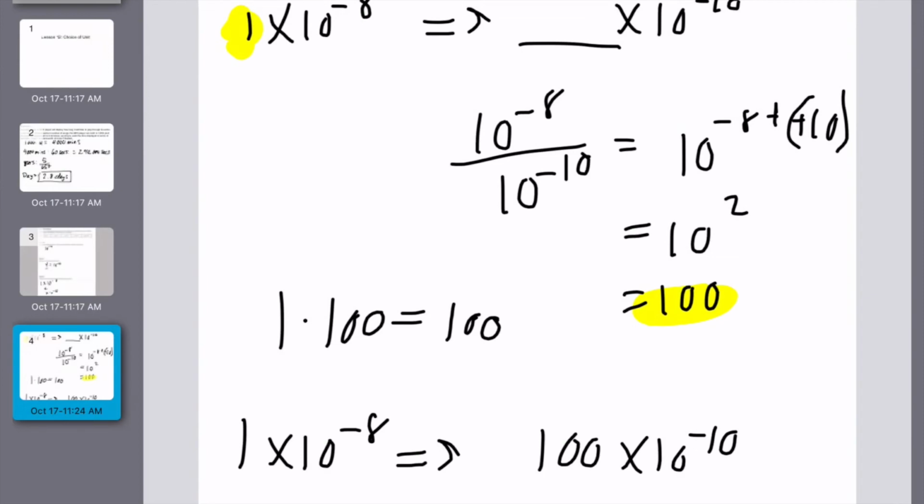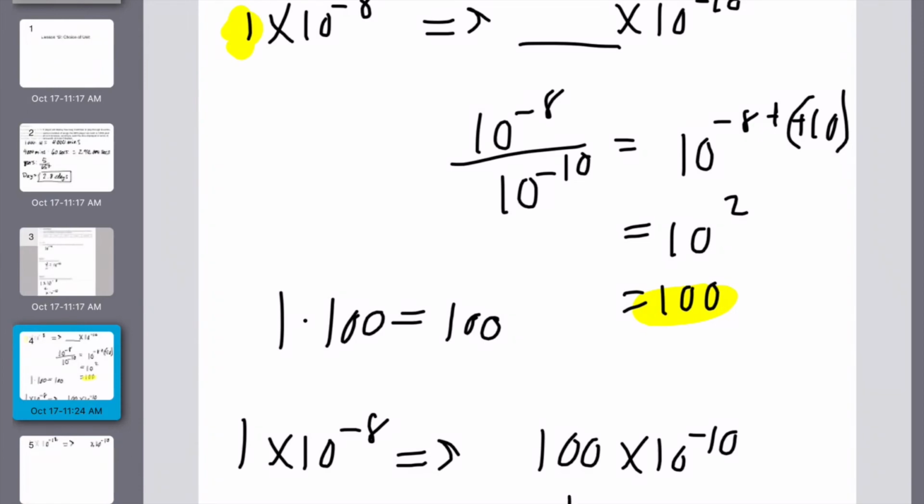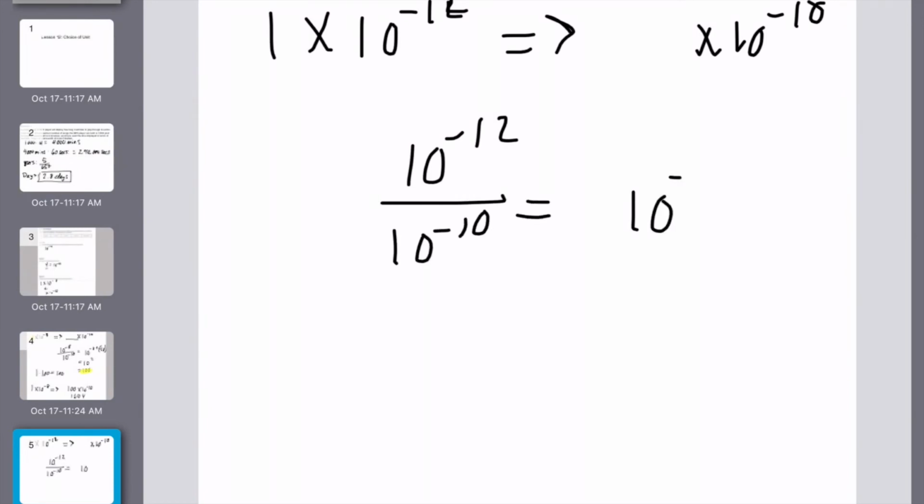So let's try this for our other examples. We have 1 times 10 to the negative 12th, and I'm trying to change that to be times 10 to the negative 10th. I'm sorry, I can also rewrite the previous one as 100y, because that's what we said our unit was equal to. Y equals 10 to the negative 10th. So in this new example, I need to figure out the difference between negative 12 and negative 10. So I need to do 10 to the negative 12th divided by 10 to the negative 10th. That will show me that the difference is negative 2.